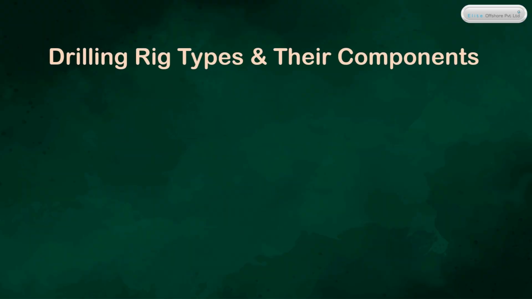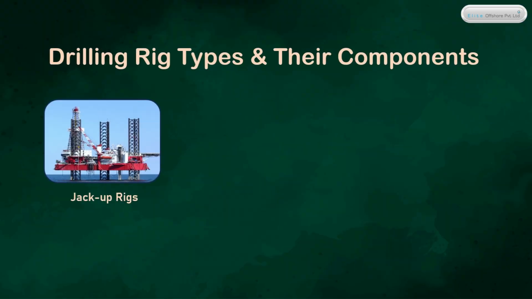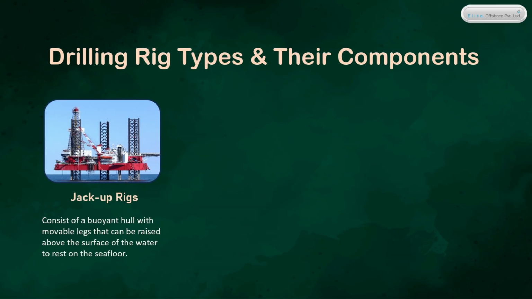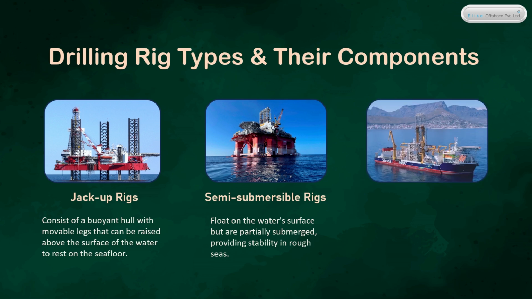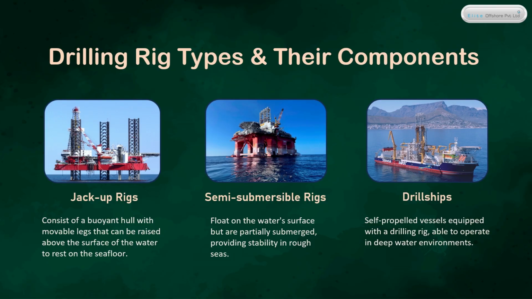Drilling rig types and their components. Jackup rigs consist of a buoyant hull with movable legs that can be raised above the surface of the water to rest on the seafloor. Semi-submersible rigs float on the water's surface but are partially submerged, providing stability in rough seas. Drill ships, self-propelled vessels equipped with a drilling rig, are able to operate in deep water environments.